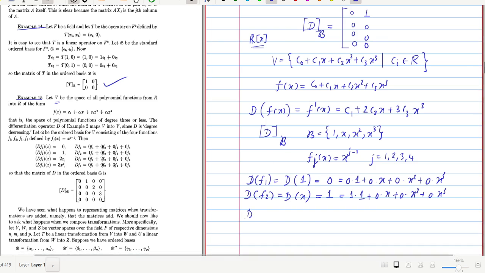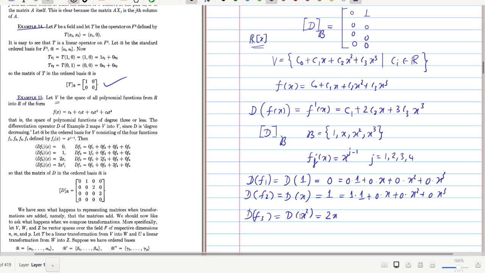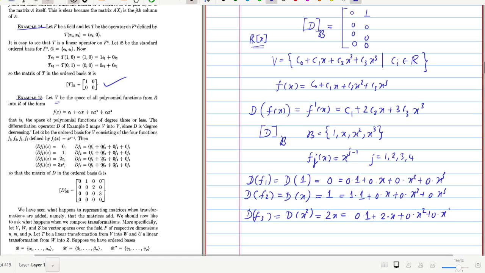Now you write D of f3. D of f3 is equal to D of x square. What is the derivative of x square? With the linear operator D, D of x square is 2x. This can be written as 0 times 1 plus 2 times x plus 0 times x square plus 0 times x cube. So these coefficients constitute the third column of the matrix of D, that is 0, 2, 0, 0.